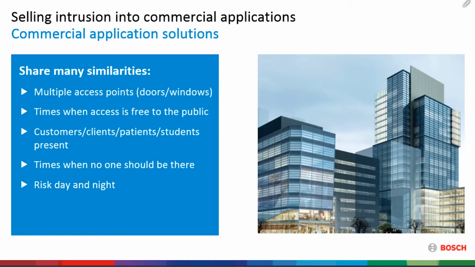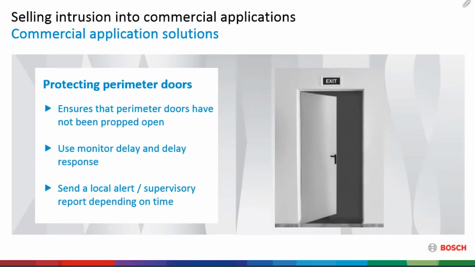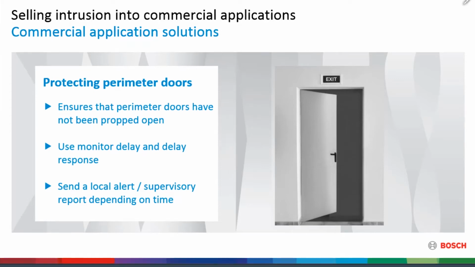Perimeter doors. It sounds simple, and it is, but the most common way for somebody to break into your building is through a door. That's the most common way for anybody to walk into your building, through a door. There's different types of perimeter doors, and they're not always locked. They're not always unlocked. There's a lot of doors that can be used to exit the building.